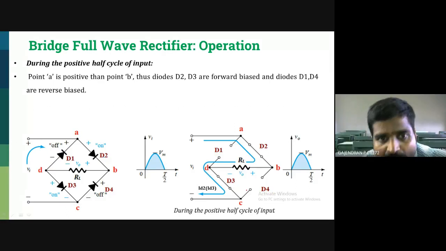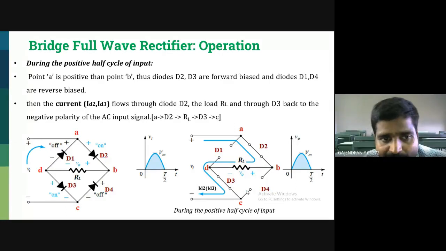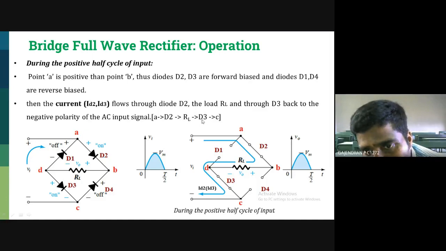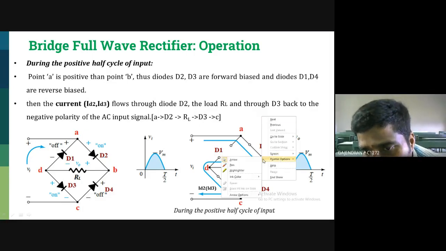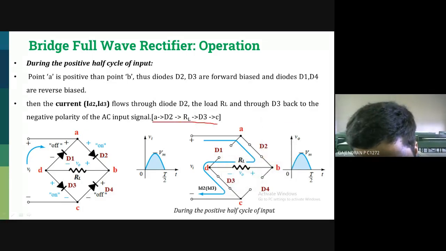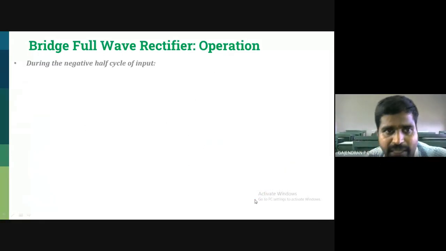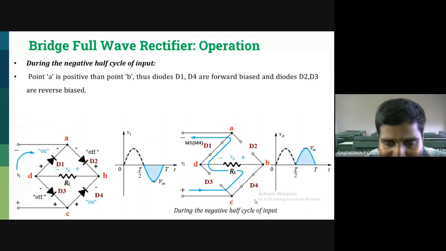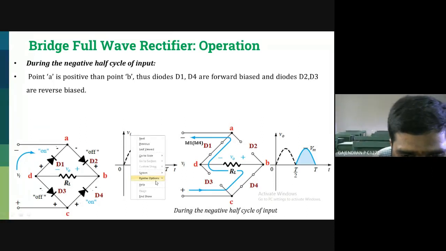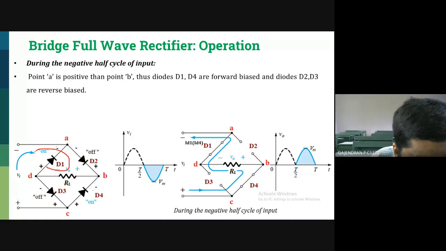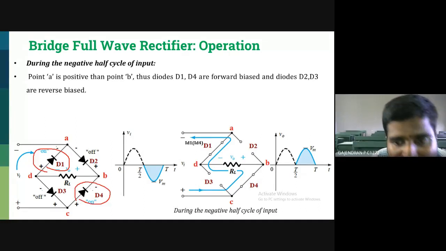We will see how the current flows through the diodes, taking this path: A, D2, RL, D3, C. What is this? This is your current path. A, D2, RL, D3 and C. Okay? Yes. Now we will see the next half cycle. During the next half cycle, as we discussed earlier, D1 and D4 will start conducting.